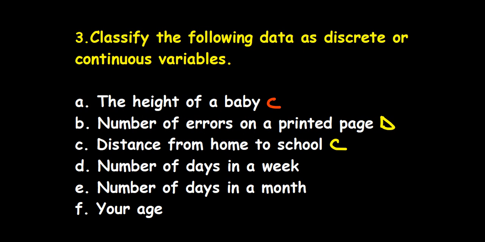And then what about the number of days in a week? We can simply count them, they are 7. So since we can count them, this is discrete. And then the number of days in a month, this is also discrete. Your age, so how can we consider age? Is it continuous or is it discrete? Anyone who can try? Is age a discrete or a continuous variable?